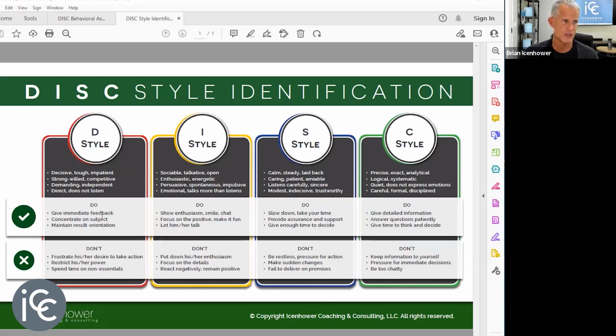And the D, do give immediate feedback. Stay on topic because they are time sensitive and maintain result orientation. Let them think they win. Do not frustrate their desire to take action. Don't tell them to be patient or calm down. Don't restrict their power. Let them be dominant like the C. And D, finally, don't spend time on non-essentials. Get right to the point, bottom line it.